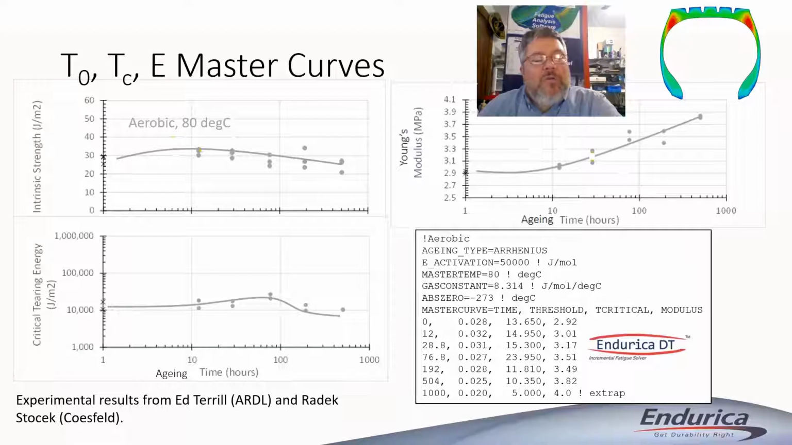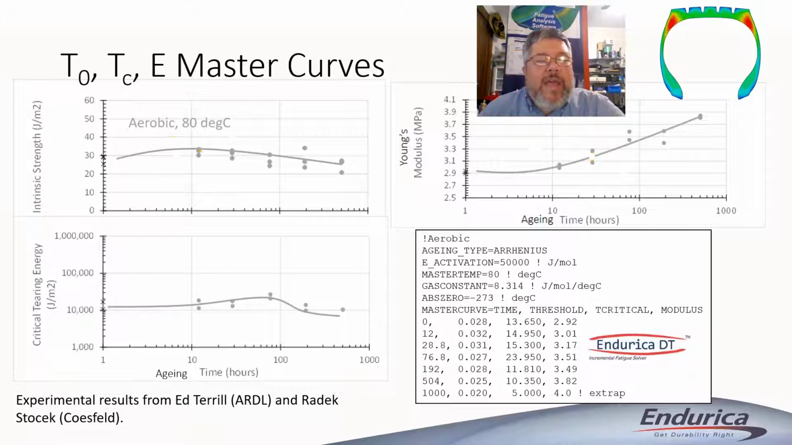So let's unpack the new aging feature in Endurica DT. What you're looking at here are master curves that show how 3 of the mechanical properties of an elastomer depend on aging time. If you were to take a piece of rubber and put it into an aging oven for a certain amount of time at, say, 80 degrees Celsius, then you would see a time-dependent evolution of the material properties.